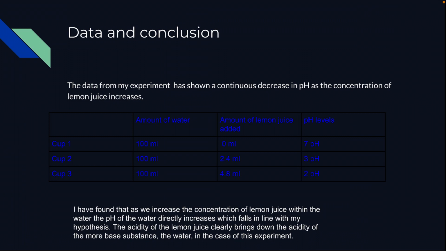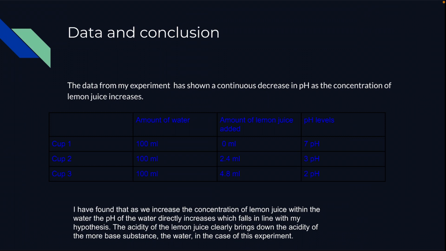So, data and conclusions. The data from my experiments has shown a continuous decrease in pH as the concentration of lemon juice increases. My little chart here with this data correlates that. The amount of water was 100 milliliters in each. The amount of lemon juice added started with 0, 2.4, and then 4.8 milliliters, and the pH levels are as follows: 7, 3, and 2.